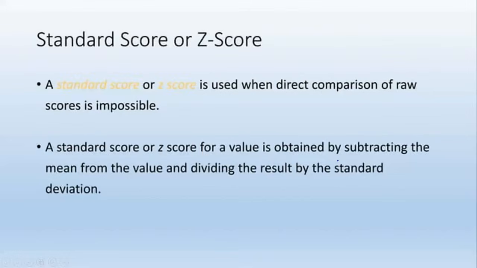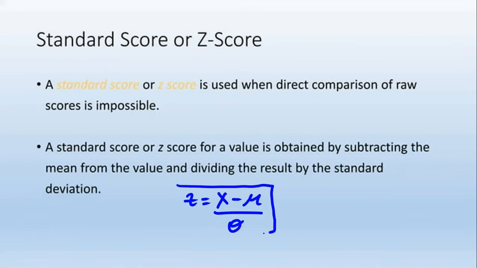Next, we have the last measures of relative position. We have the z-score. So itong z-score, napag-aralan na natin ito last meeting ng measures for dispersion. So we have z is just equal to x minus the mean over the standard deviation. Ito lang yung formula natin for the z-score.